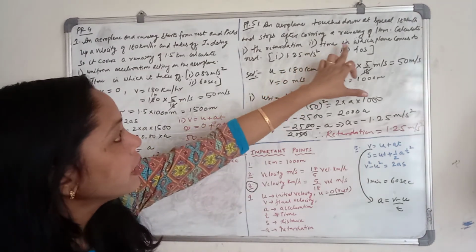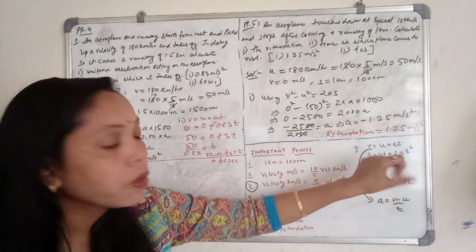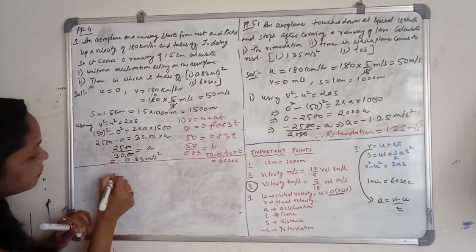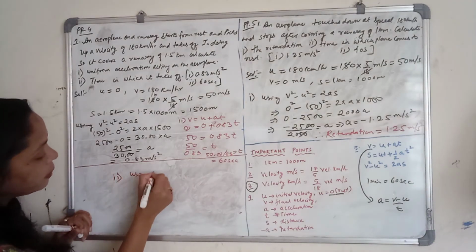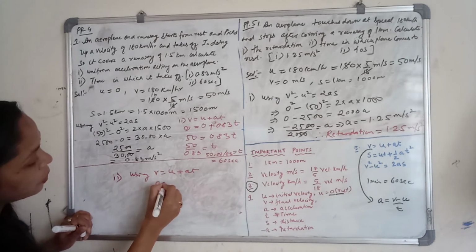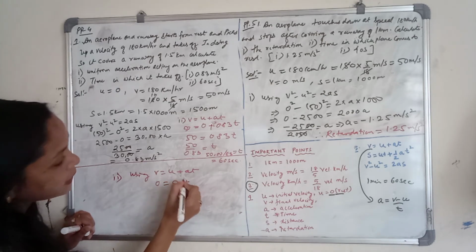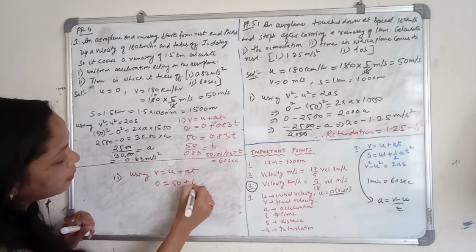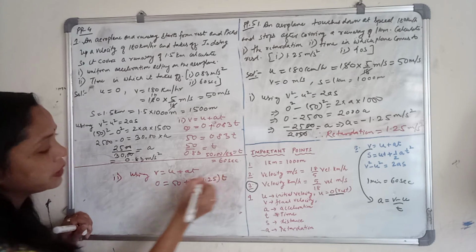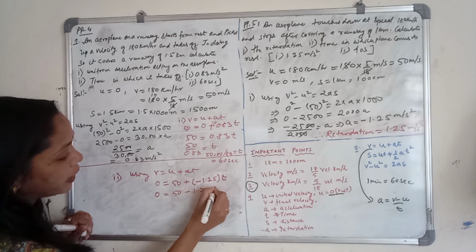Now come to the second part, time in which plane comes to rest. So now you have to use v equal to u plus at to find the time. I am doing here, just see. Number 2, using v equal to u plus at. So v is how much? 0. U is how much? 50 plus a, what we got here, a minus 1.25 into t. Now solve it.